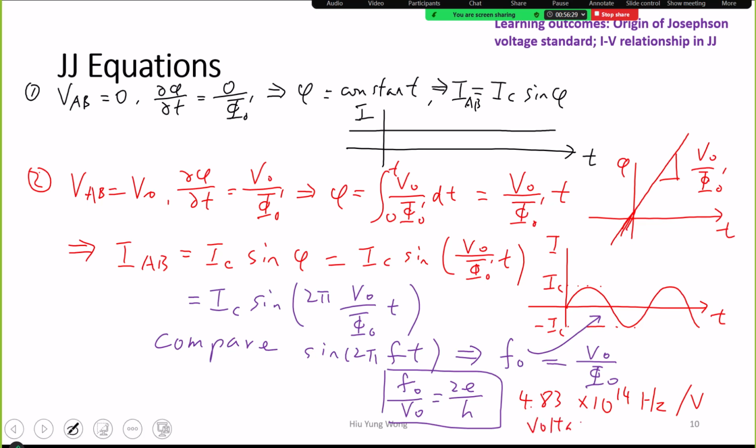This can help me to define the voltage, right? I tune my voltage so that the oscillation is at 4.83 times 10 to the power 14 hertz. Of course, I'm not going to use 1 volt. I may use 1 millivolt or 1 microvolt. So I go to the gigahertz regime, I measure the frequency. Then I'm sure that my voltage is the same as the guy doing experiment in South America.